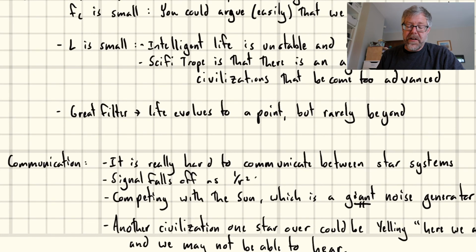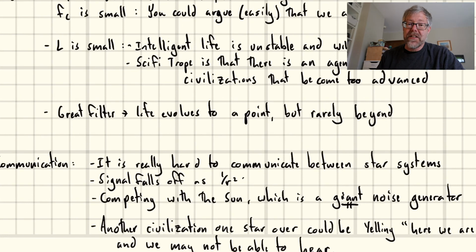The other issue is that you're competing with the sun. When you look from another star, the Earth looks very much like the sun. It is right next to the sun. And so the sun is a gigantic noise generator. It's generating all sorts of radio frequency noise. And the signals that we're sending out are tiny compared to the sun's signals.